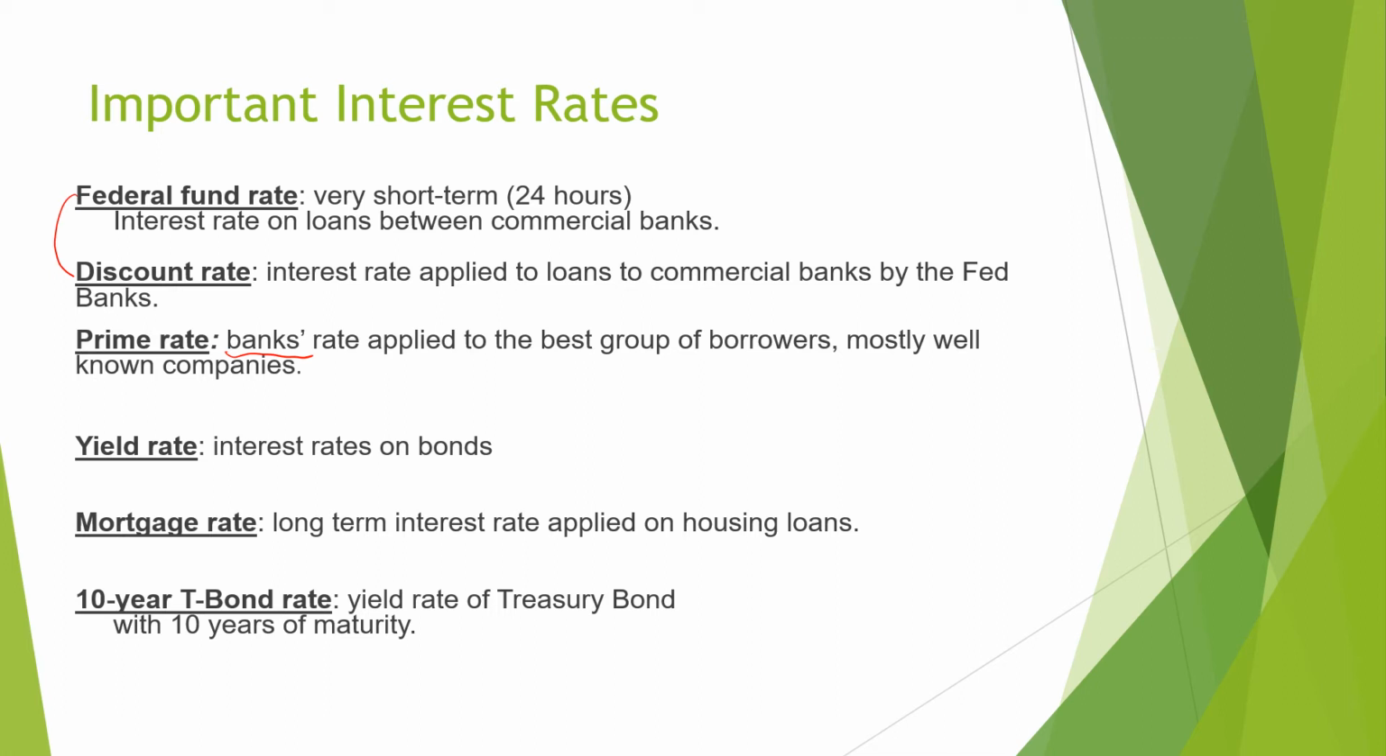When we say yield rate, it is interest rate on bonds. Mortgage rate is long-term interest rate applied on housing loans. 10-year Treasury bond rate is yield rate on Treasury bond with 10 years of maturity. This 10-year T-bond yield rate is the benchmark, the base for long-term loans.